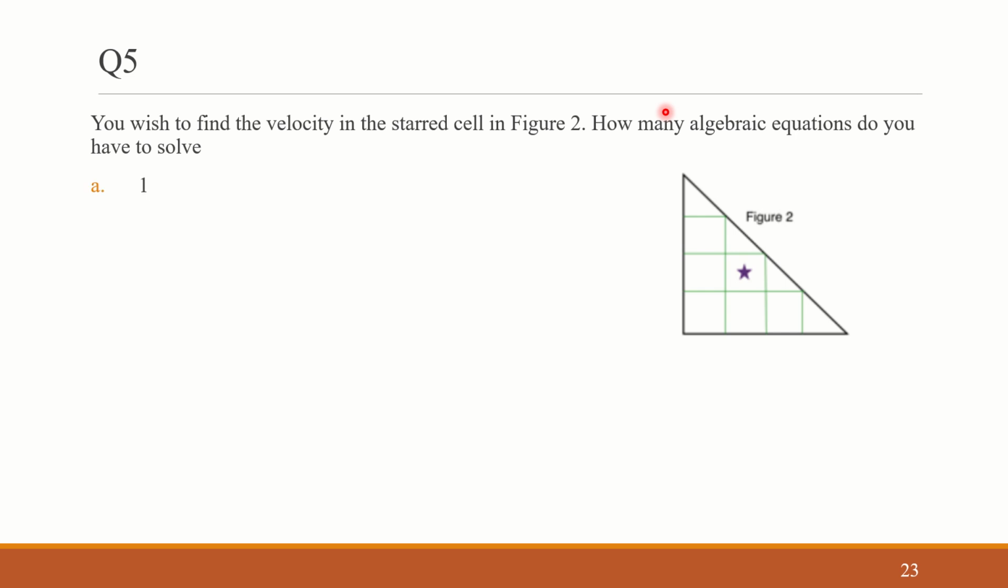Option A, it is 1. Option B, it is 4. Option C, it is 6. Option D, it is 10. So what is asked? We are asked to find the velocity in that particular starred cell in figure 2. So how many algebraic equations do we need to solve? That is the question. So how many do you think we need to solve?